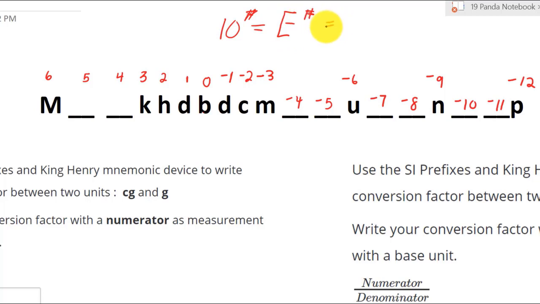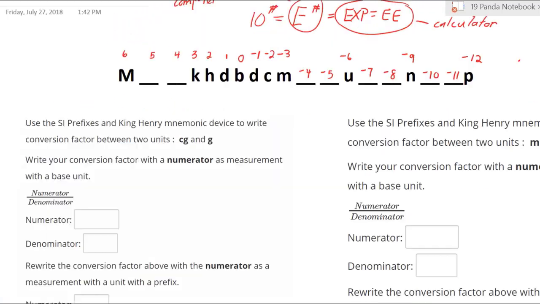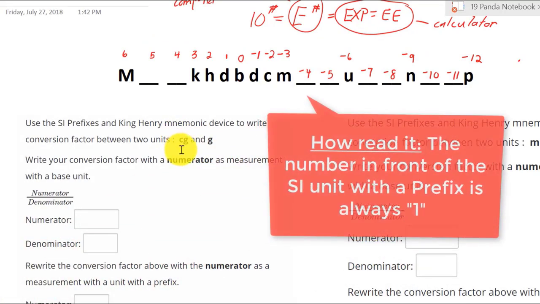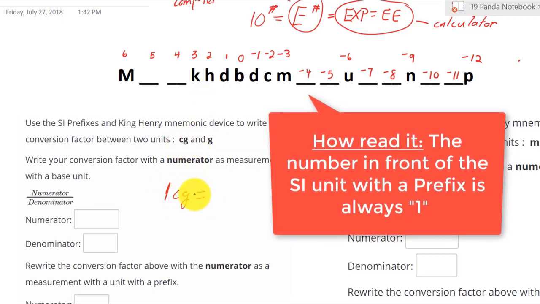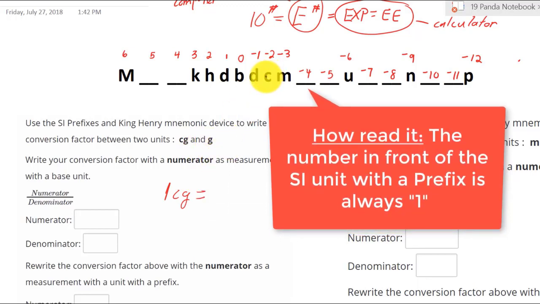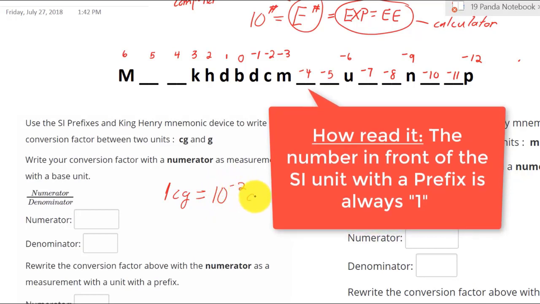However, on the calculator button, it will always be EXP or EE. And this one will be the computer. So we're going to learn how to write a conversion factor for centigram and gram. Let's look at centi. 1 centigram equal to, let's look at centi, 10 to the -2. So 10 to the -2 gram.